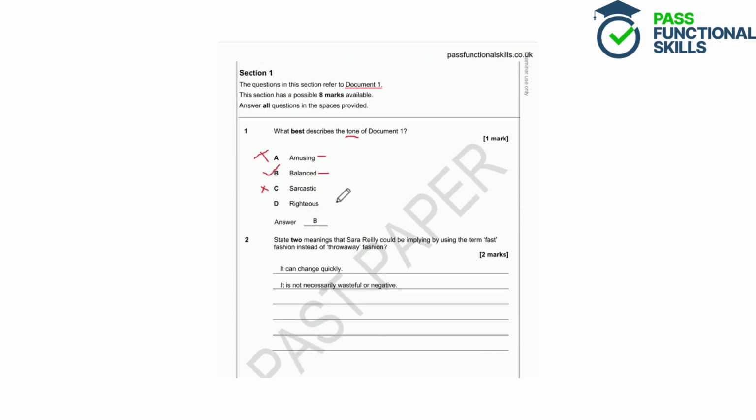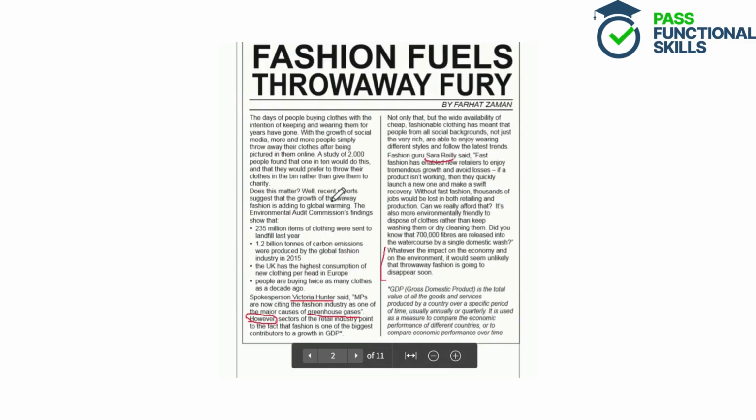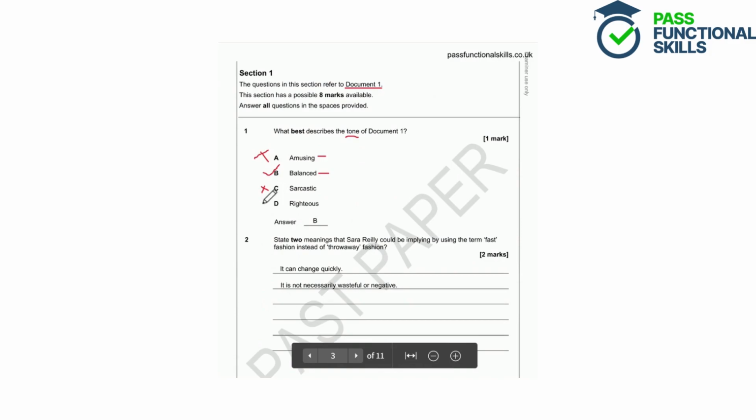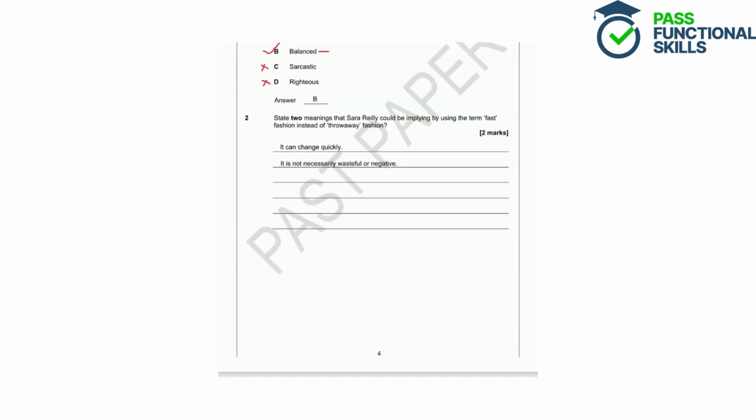And then lastly, righteous. Righteous just means morally right or the correct thing to do. So there's not really a righteous tone in this article. It doesn't come down on either side of the argument. It quite fairly poses both sides of the argument and it just explains the different viewpoints. So we can cross that one off as well. So the answer here would be B, balanced.